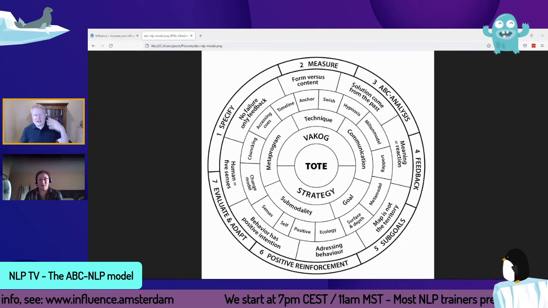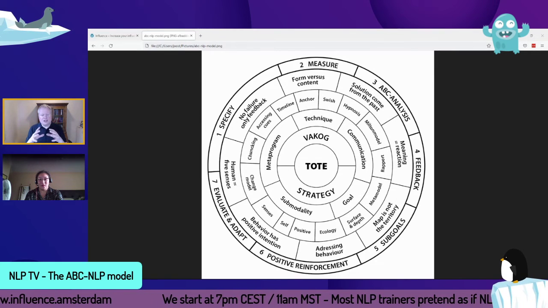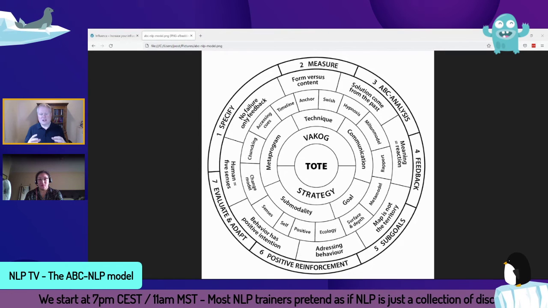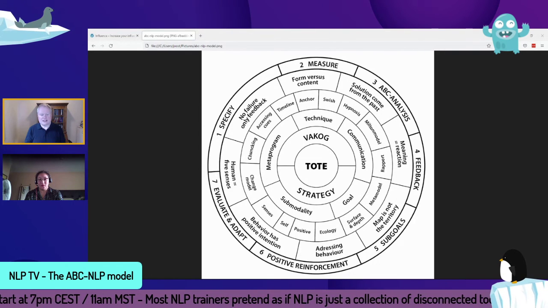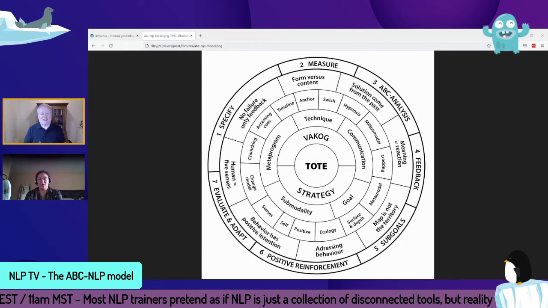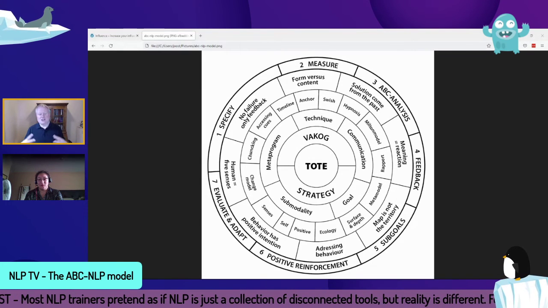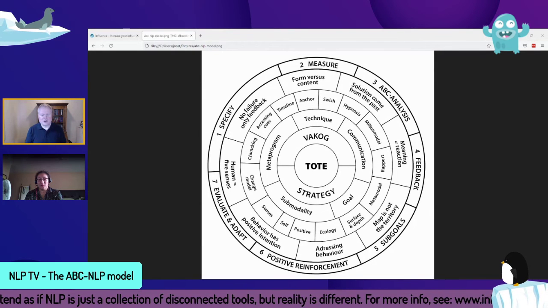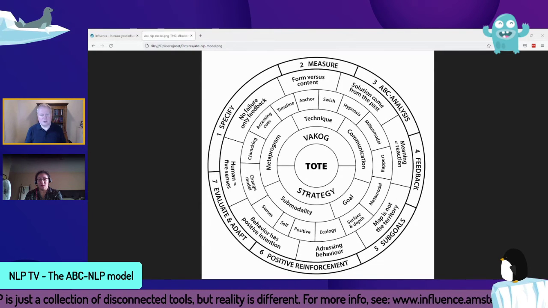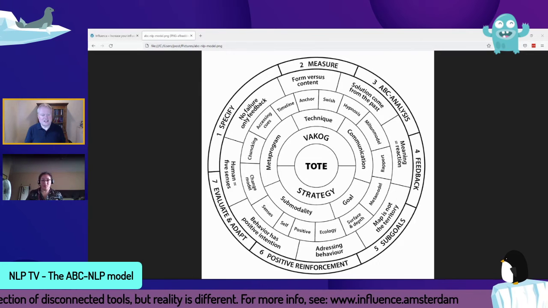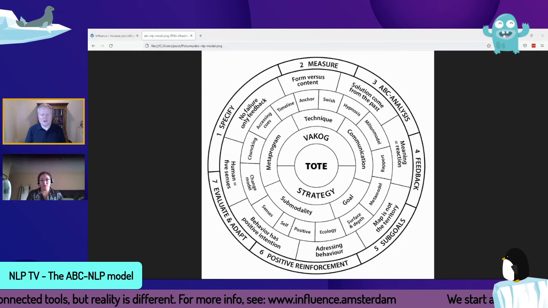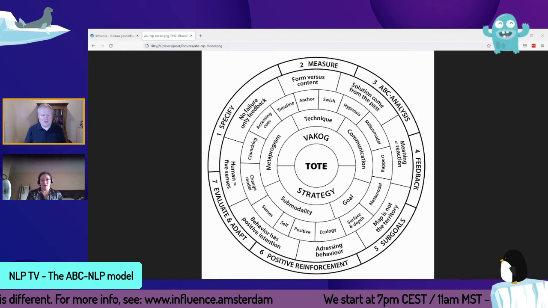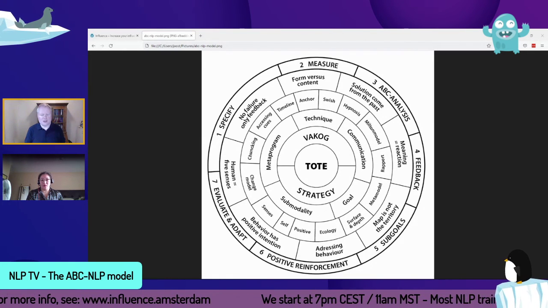The TOTE model is the basic building block of everything that NLP does, because it's the basic building block of every NLP strategy. And every NLP strategy, again, is used to map every human behavior. So everything you do with neuro-linguistic programming is, in fact, an NLP strategy. And an NLP strategy is, in fact, built up from the TOTE model. And hence, everything we do in NLP is built up out of TOTE model building blocks.